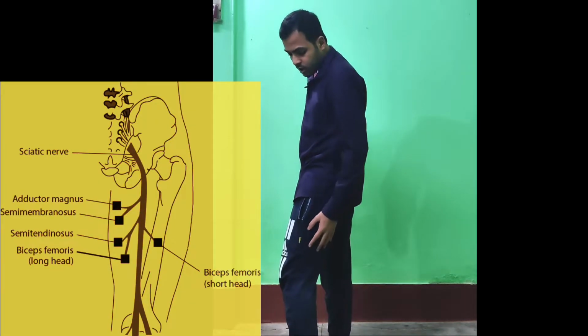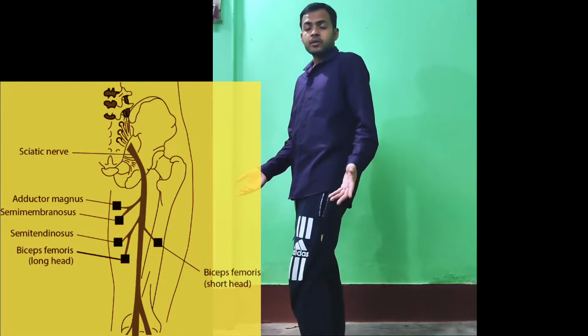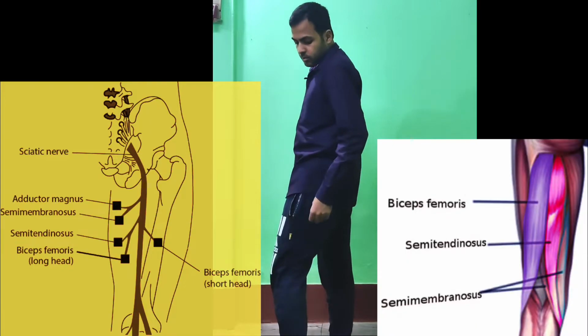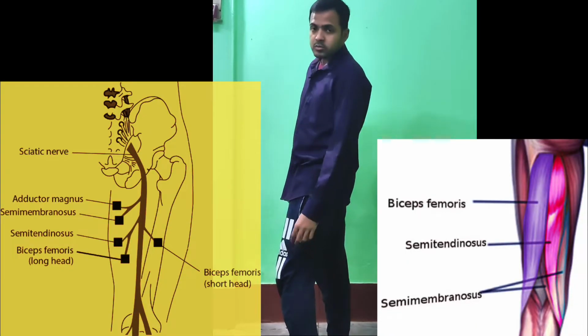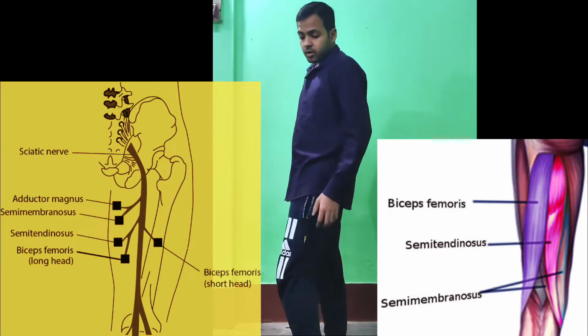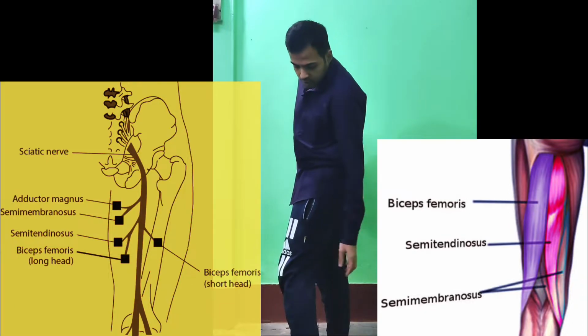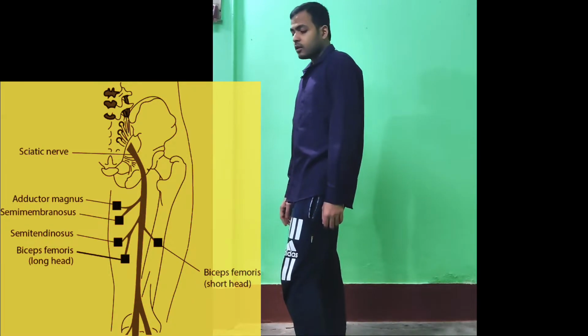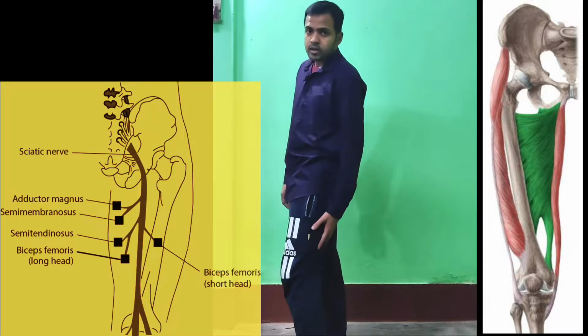Now while it is going downward up to the knee joint, it gives multiple branches. Suppose one branch supplies our semitendinosus muscle, another branch supplies our semimembranosus muscle, another nerve supplies the long head of biceps femoris, then another nerve supplies the short head of biceps femoris, then one nerve supplies our adductor magnus, I mean the posterior part of our adductor magnus.